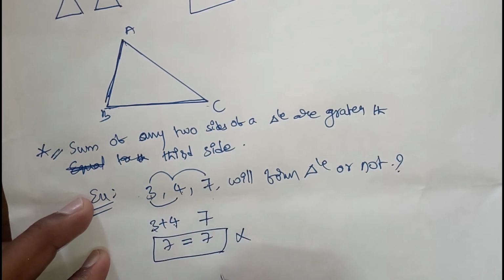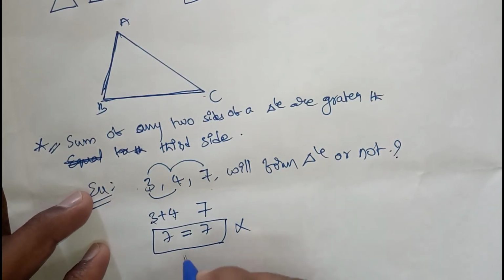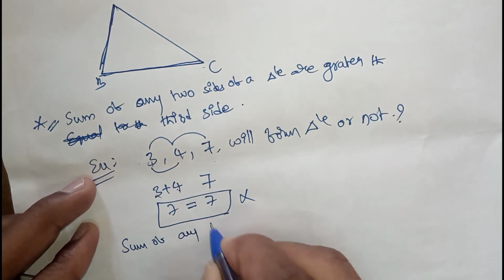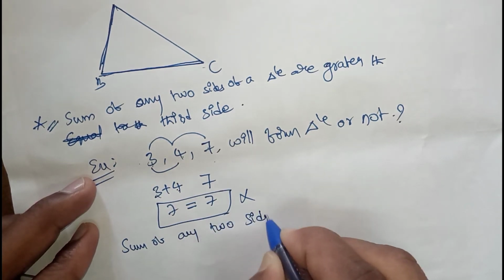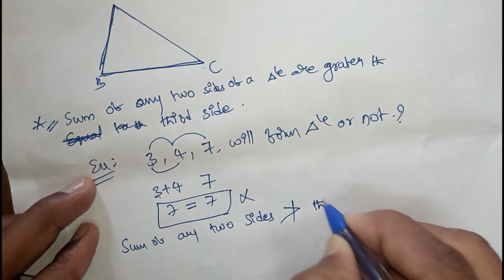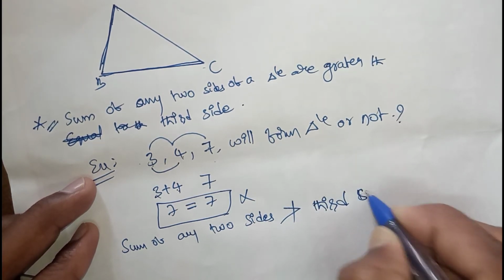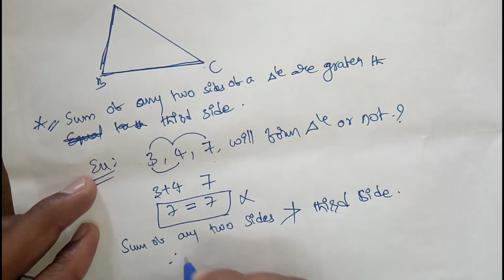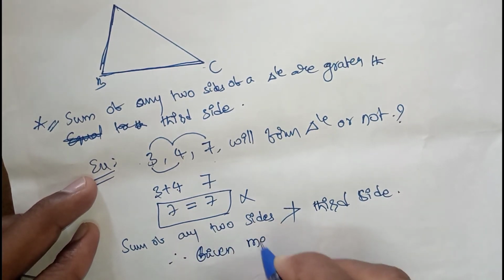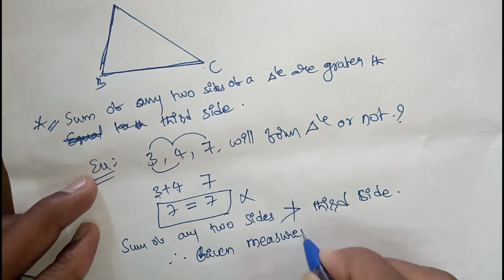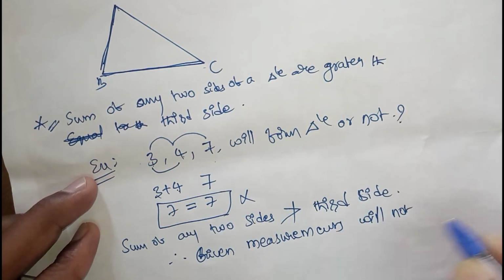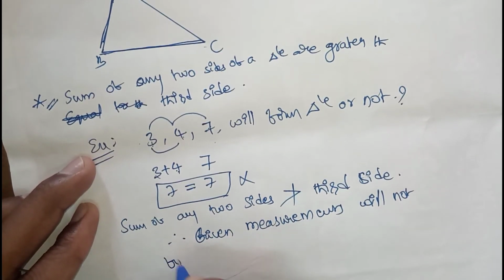Therefore, here the sum of two sides is not greater than the third side. Therefore, the given measurements will not form a triangle.